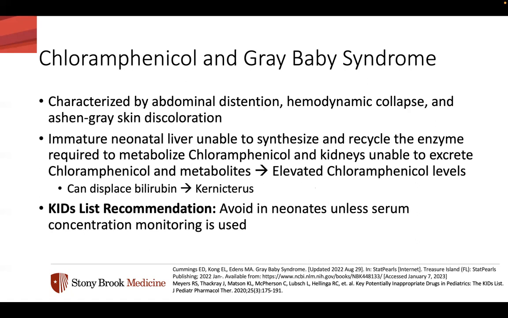So gray baby syndrome looks like abdominal distension, hemodynamic collapse, and gray skin discoloration. So you have the neonates that are unable to synthesize and recycle the enzyme that you need to metabolize chloramphenicol. And then tying into excretion as well, the kidneys aren't able to excrete the chloramphenicol and its metabolites. So it just kind of builds up in the blood. And then it can also lead to displacing bilirubin and kernicterus as well.